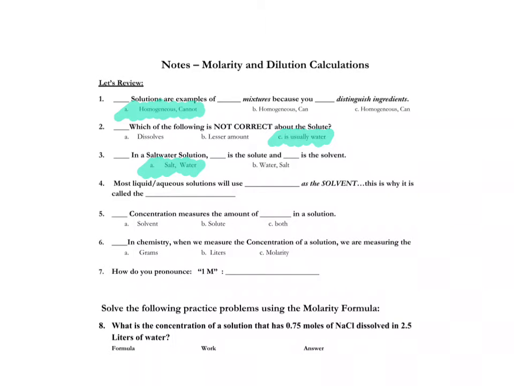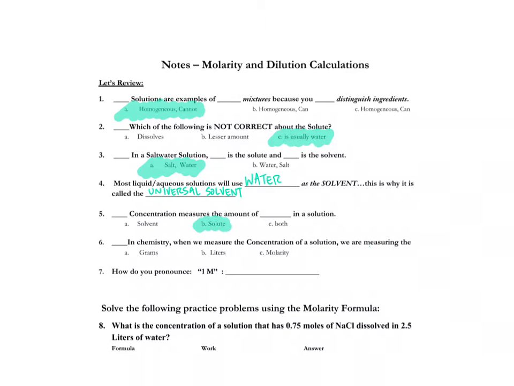Number four, most liquid or aqueous solutions will use what as a solvent? And a little hint here is because it is called the blank, so it's got a nickname. I'll go ahead and write that on here for you. Most liquid solutions use water as a solvent, which is why water is known as the universal solvent, because a lot of things can dissolve in water. The next one, concentration measures what in a solution? So the concentration is measuring the amount that is dissolved in the substance. Therefore it's measuring the solute, the amount of solute in my solution.